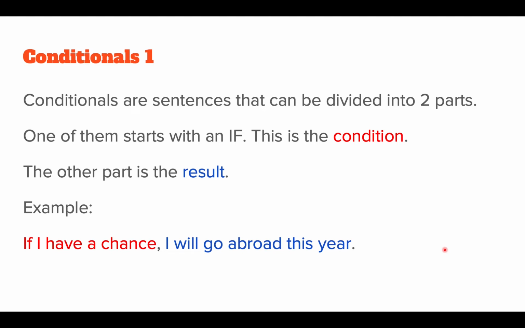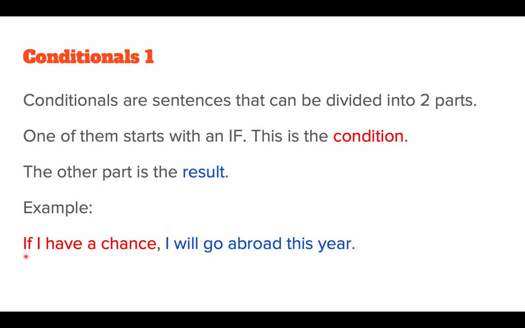Conditionals are sentences that can be divided into two parts, but not all of them. Many of them can be divided in two parts. One of these parts starts with an if. This is the condition. It's in red here and in red here. Can you see the if here? So this is the condition. The other part is the result. In blue, this is the result.